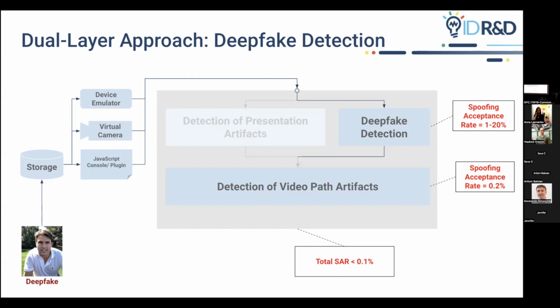But if we add the detection of video path artifacts, because we can control the path from the camera, we can have a spoofing acceptance rate of 0.2%. And since the deepfake should pass two detectors, we can apply an AND operator, and the spoofing acceptance rate here will be roughly the multiplication of the first number and the second number. So the total spoofing acceptance rate depends on the quality of deepfakes, the operating system, and so on. But usually it is under 0.1% in our system because of the two-layer approach.